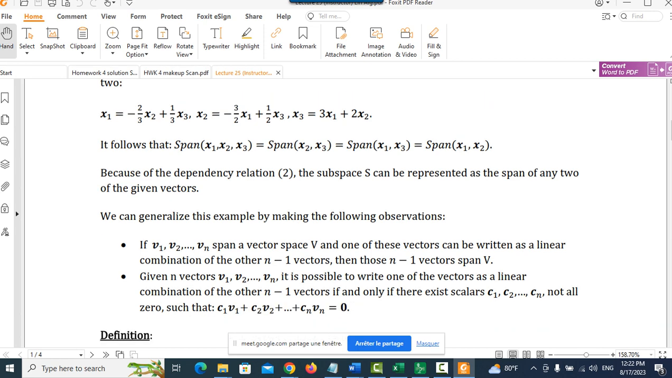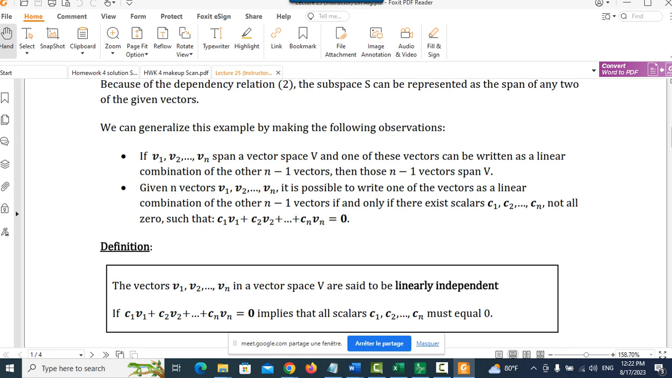We can generalize this example by making the following observations. If v1, v2, ..., vn span a vector space, in other words, any vector in that vector space can be written as a linear combination of v1, v2, ..., vn, and one of these vectors can be written as a linear combination of the other n-1 vectors, then those n-1 vectors span V. Now given n vectors v1, v2, ..., vn, it is possible to write one of the vectors as a linear combination of the other n-1 vectors if and only if there exist scalars c1, c2, ..., cn, not all 0, such that c1 multiplied by v1 plus c2 multiplied by v2 plus ... plus cn multiplied by vn is equal to the 0 vector.